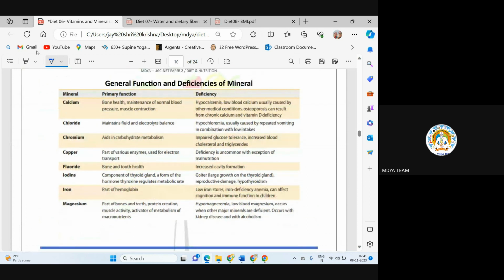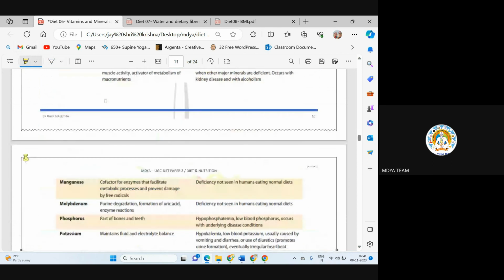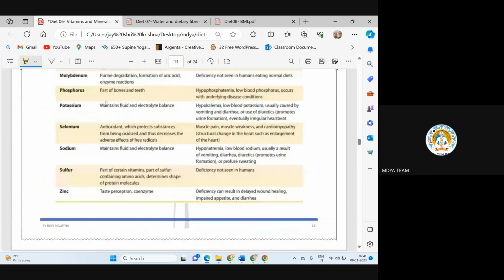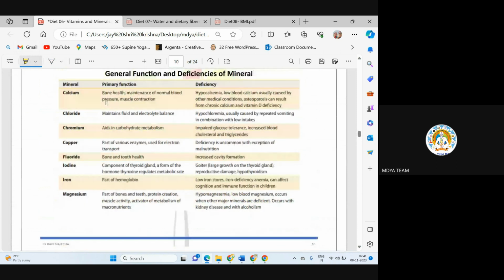So now let's come to general function and efficiency of minerals. We will discuss the main function and efficiency of some important minerals. Okay, first one is calcium.